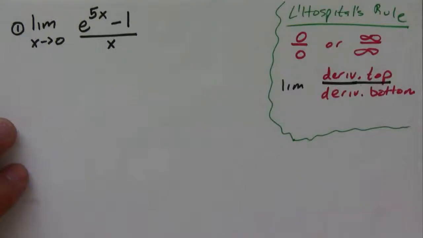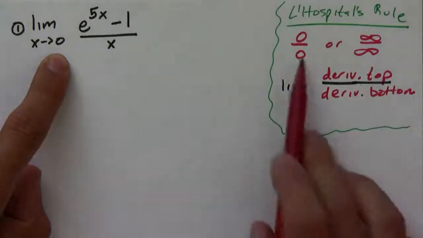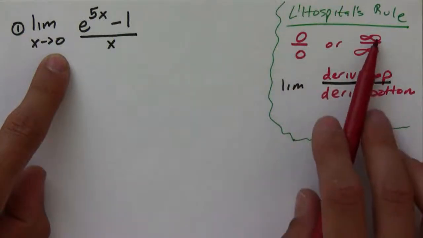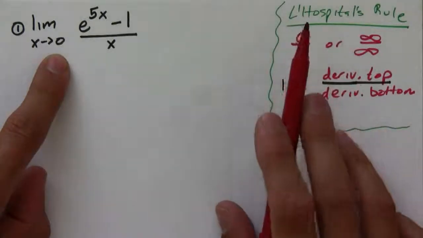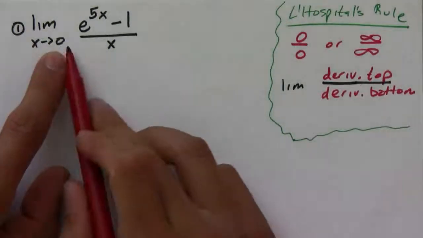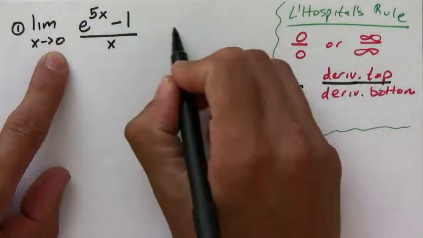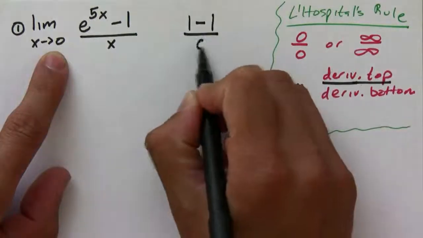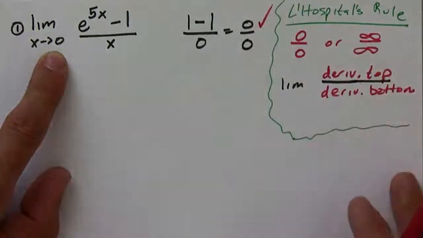Okay, so the first thing that you need to do, this is the most important thing, is you need to make sure that it really is of the form 0 over 0 or infinity over infinity. Otherwise you can't use L'Hopital's rule, and you need to check it every single time. It's really important. So here we're taking the limit as x approaches 0. So if we plug in 0, we have e to the 0, which is 1, minus 1 over 0. So this is 0 over 0, and this means we can use L'Hopital's rule.